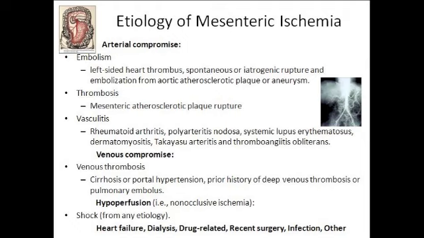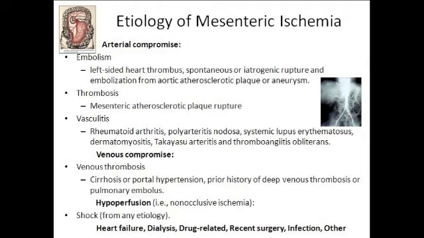Vasculitis can also cause this condition, such as from rheumatoid arthritis, polyarteritis nodosa, systemic lupus erythematosus, dermatomyositis, Takayasu arteritis, and thromboangiitis obliterans can all result in ischemia of the bowel. External compression is pretty rare.